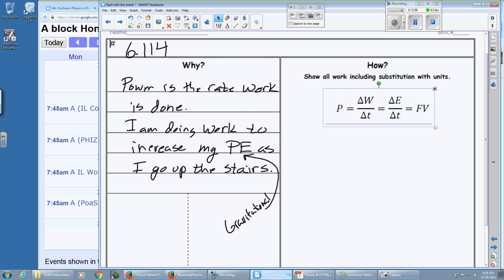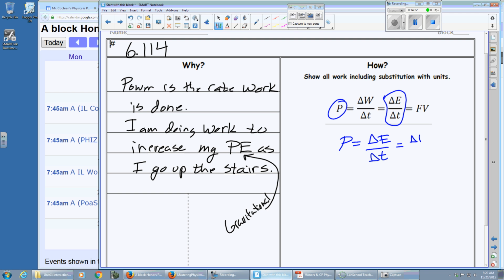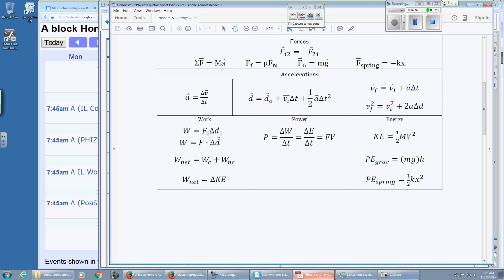For my power, I'm really going to use that power is the change in energy over time. I'm going to pick that part out of this chain equation. Remember, power equals each of these, and each of these equal each other. So I'm going to use that power is the change in energy over change in time. In this case, the work I'm doing is changing my gravitational potential energy per time. Then I'd flip back to my equation sheet and say, oh, my gravitational potential energy is mg.